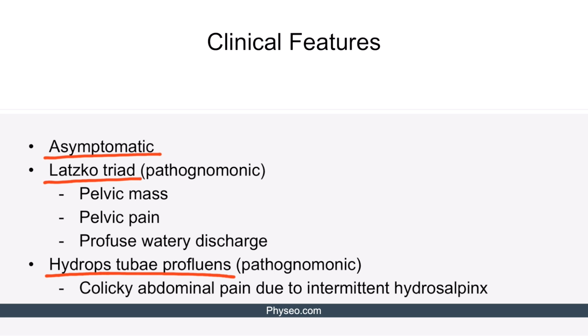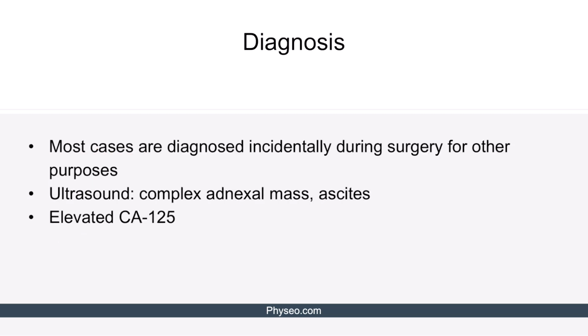Essentially what happens is that fluid builds up in the fallopian tube as a result of cancer. With time, enough of it builds up that it causes an obstruction within the fallopian tube, which leads to pain. Eventually, the fallopian tube will empty its fluid, which will relieve the abdominal pain and often lead to profuse watery discharge. Most cases of cancer of the fallopian tubes are diagnosed incidentally during surgery for other purposes.